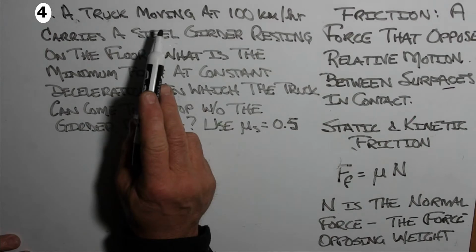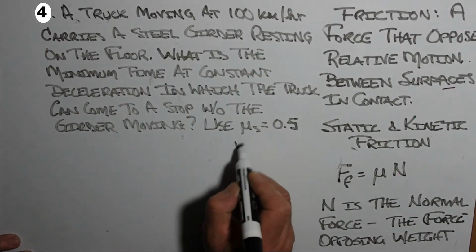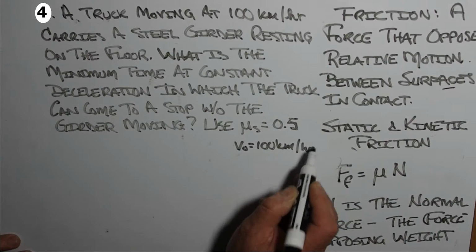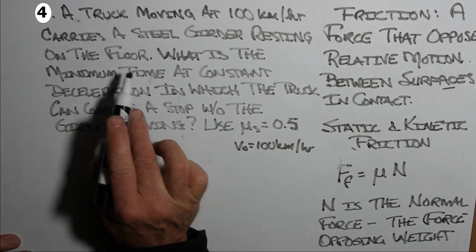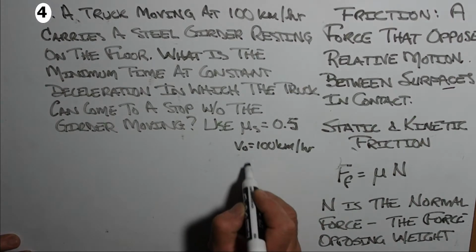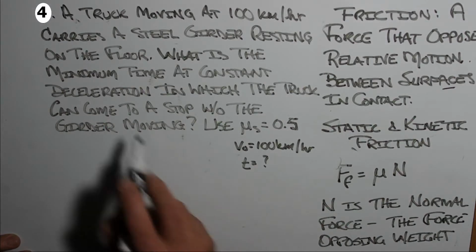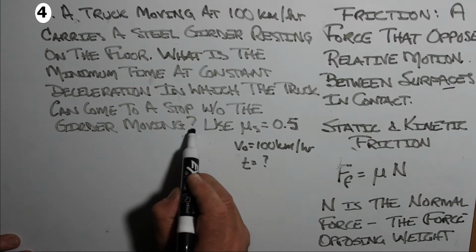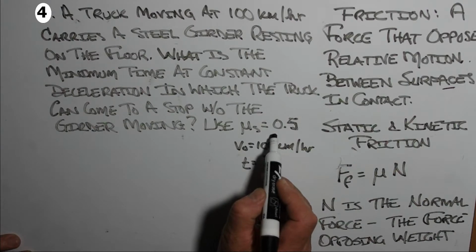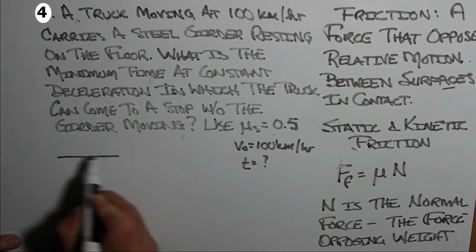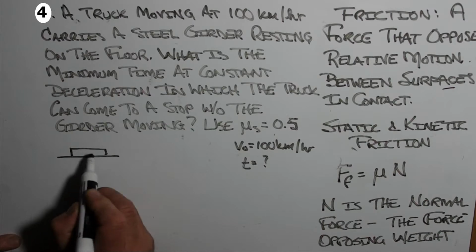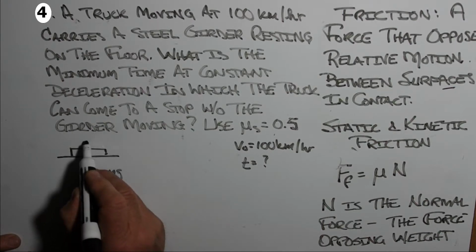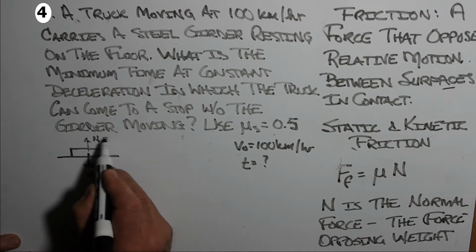And our final problem, problem number 4: a truck moving at 100 kilometers per hour carries a steel girder resting on the floor. We're asked to find the minimum time at constant deceleration in which the truck can come to a stop without the girder moving. How fast can you slow down without losing the load? And so we're using a coefficient of static friction, 0.5. The known initial velocity is 100 kilometers per hour. We're asked to find the time, and we know that mu sub s can give us a relationship between deceleration and the gravitational constant.